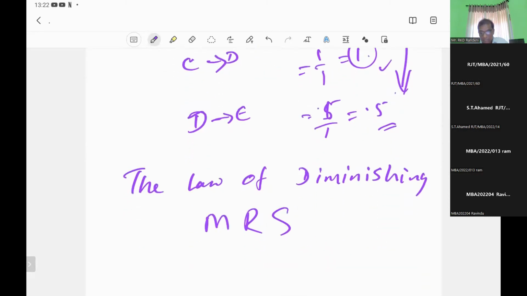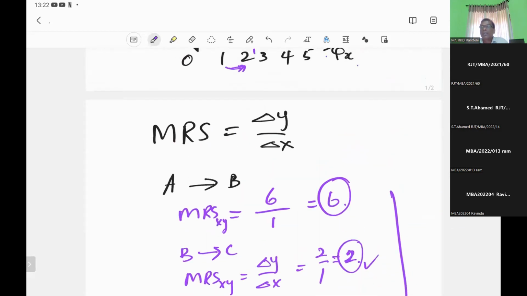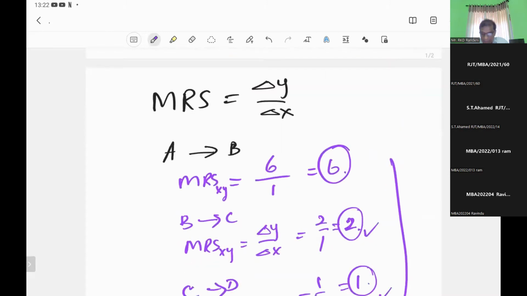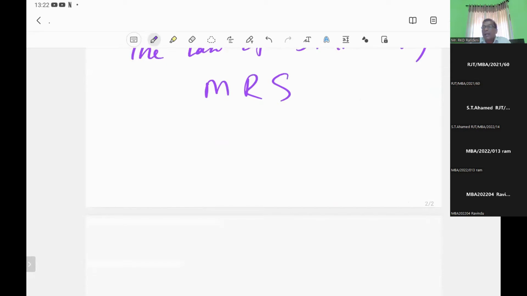Then there is a law, the law of diminishing marginal rate of substitution. You have to realize what MRS is, how to calculate MRS, and what the law is, right? Now here, you can calculate the MRS by using the marginal utility of X divided by the marginal utility of Y, X for Y, right?